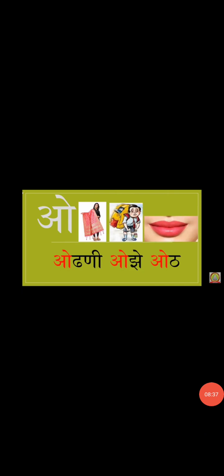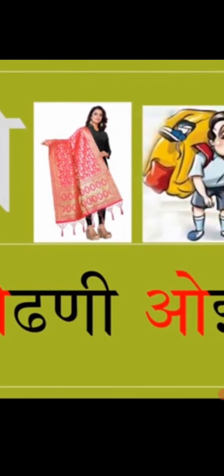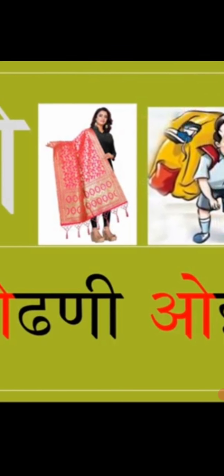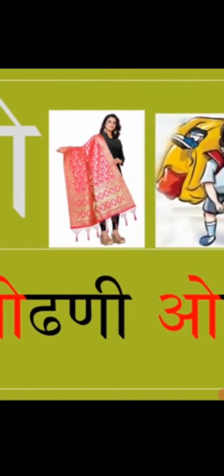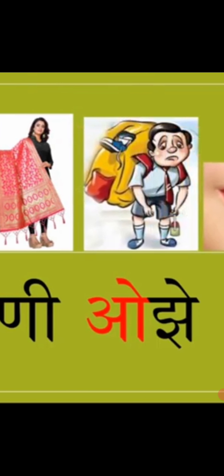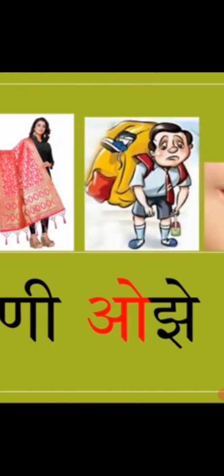Now after that, the next letter is O. O for what? Now look at this picture. It's odhani. We say dupatta, you know, scarf. And look at this other boy. Oh God, the boy is crying. What happened? Because look at the heavy bag. It's oze. In Marathi we say oze.